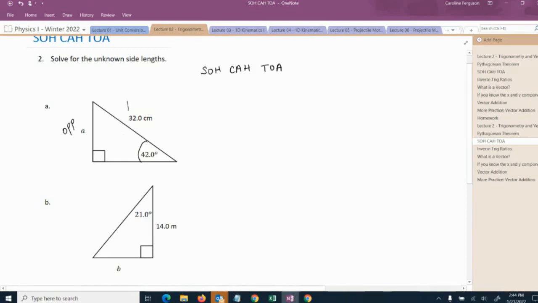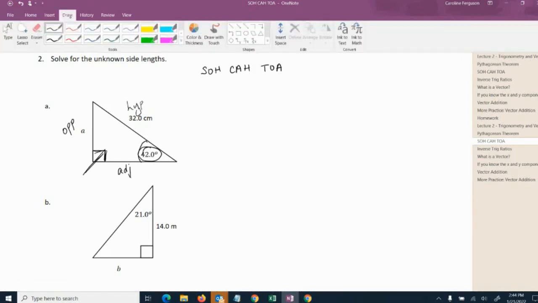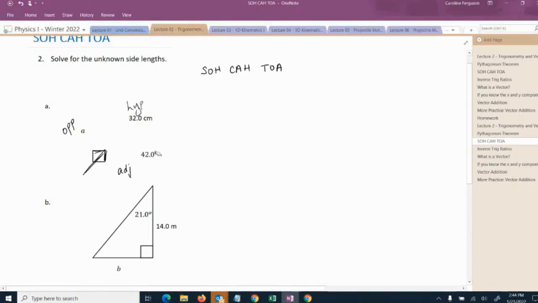And then we've got our hypotenuse, which I said is always opposite of the 90-degree angle. So that 90-degree angle always points to the hypotenuse. And then that means that the other side is the adjacent side. Okay, adjacent means next to. So it's next to the 42-degree angle, but it's not the hypotenuse. It's the other one. The one that's next to it, but not the hypotenuse. Oh, that was horrible. Okay. All right.